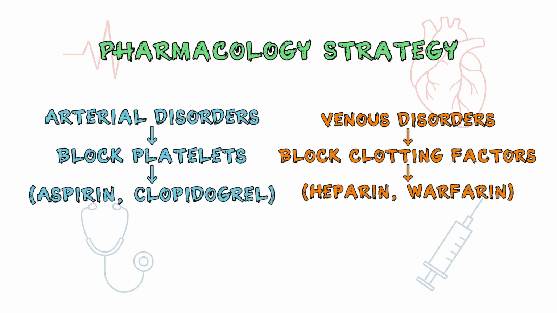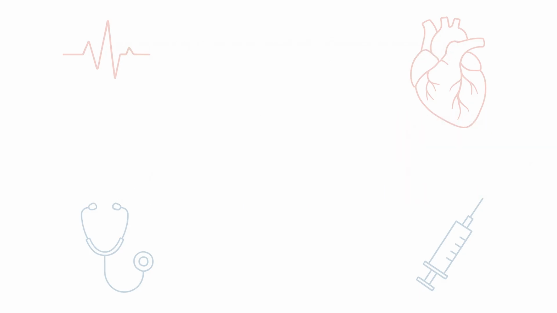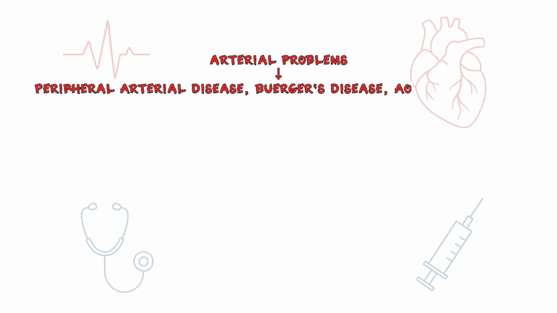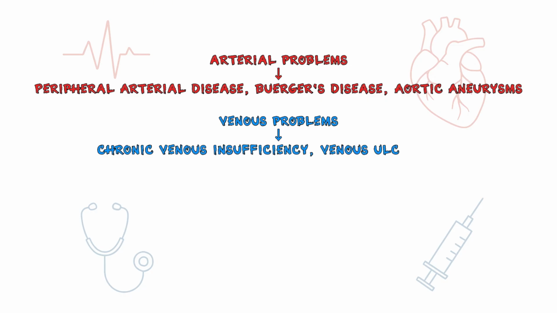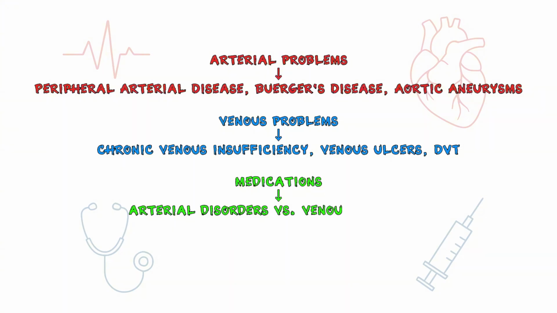Alright, let's do a quick recap of what we covered today. We talked about arterial problems, including peripheral artery disease, Buerger disease, and aortic aneurysm. These conditions all involve poor blood flow through the arteries, either because the arteries are narrowed, inflamed, or weakened. Then we moved to venous problems, which are chronic venous insufficiency, venous ulcers, and deep vein thrombosis. Finally, we compared medications. Arterial disorders use antiplatelets and venous disorders use anticoagulants.